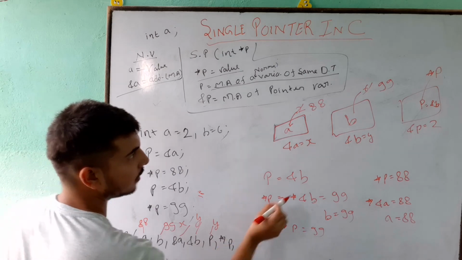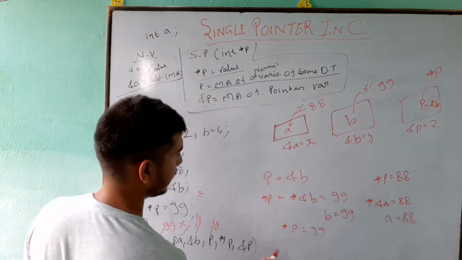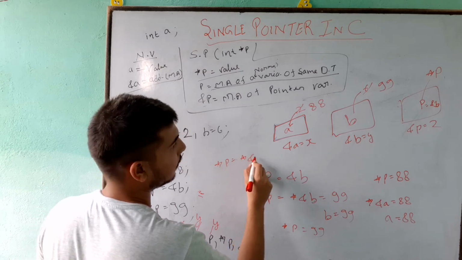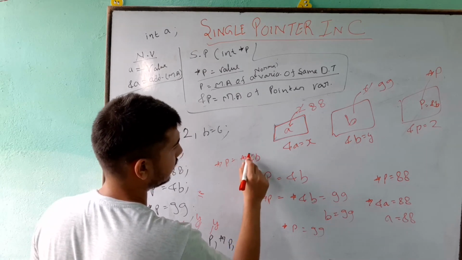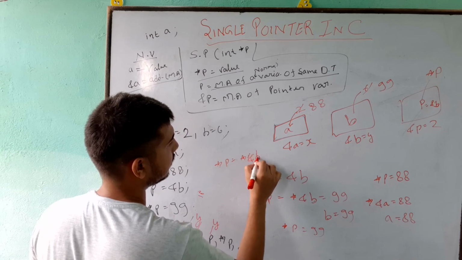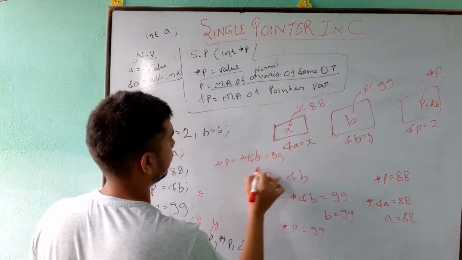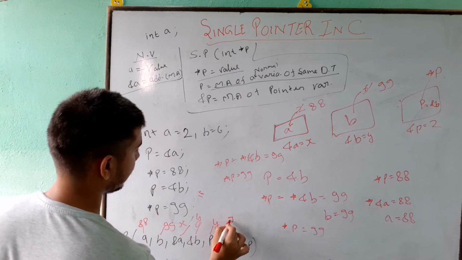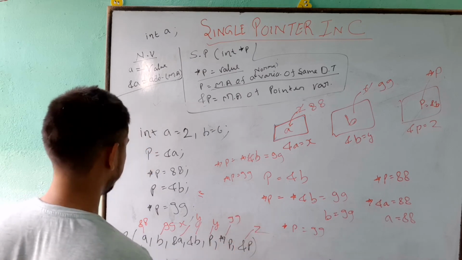What is *p? *p equals *&b. What does * of an address mean? The value present in this address, 99. So *p is 99, so it will give me 99, and &p will give me z.